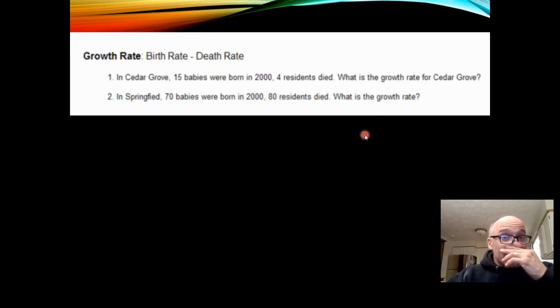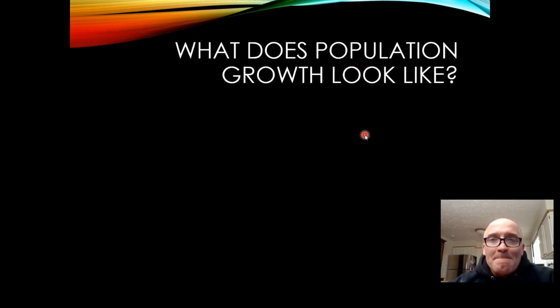Some questions here. So in Cedar Grove, 15 babies were born in the year 2000. 4 residents died. What is the growth rate? There's no information given about emigration or immigration, so we know that there's 11. The growth rate is 11 individuals per unit time, year, I guess, in this case. And then number 2, in Springfield, 70 babies were born in the year 2000. 80 residents died. What is the growth rate? It's -10. So one of these populations is decreasing, one's increasing.